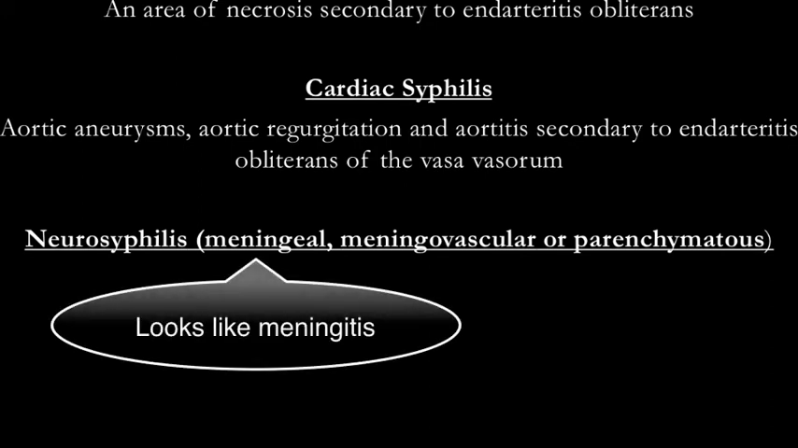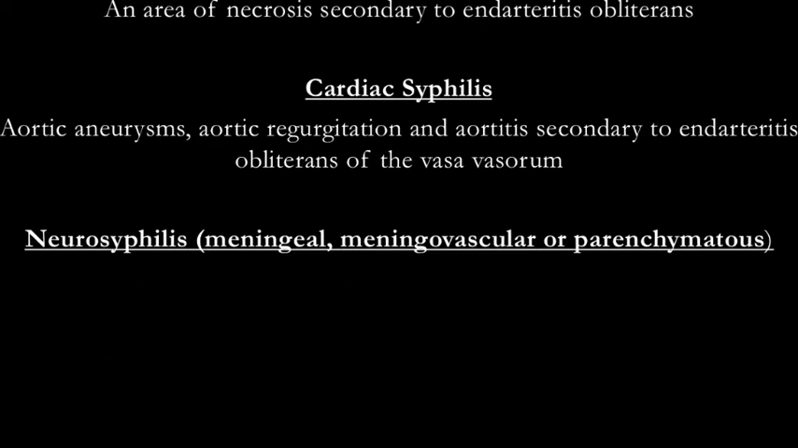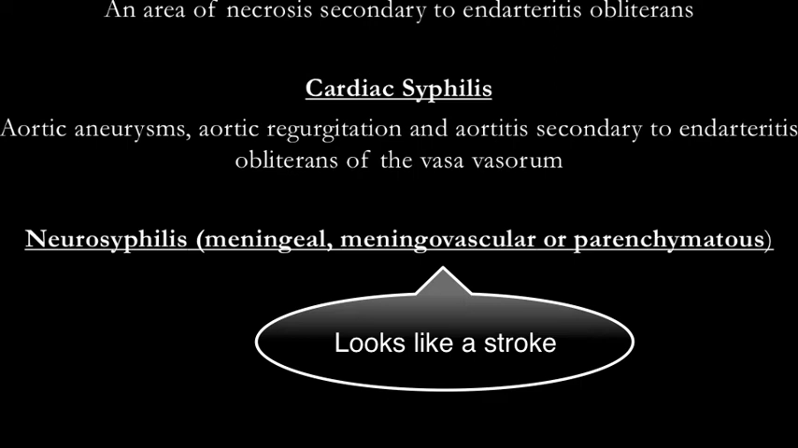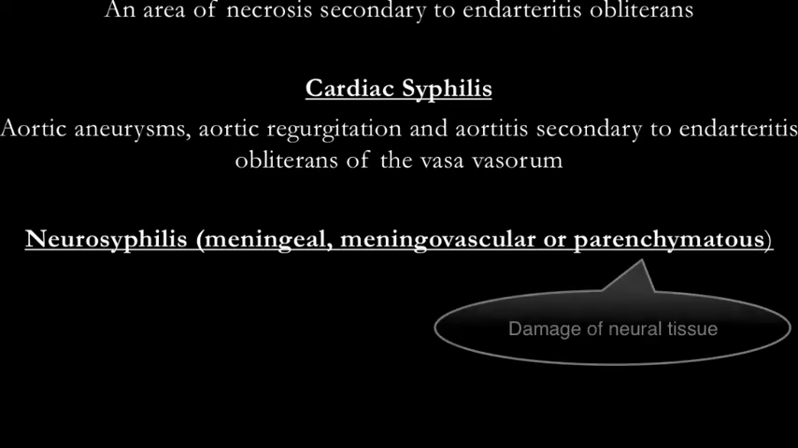There's irritation of the meninges, which results in headaches, nausea, vomiting, and neck stiffness. It may be concurrent with or directly following secondary syphilis. Meningovascular syphilis most often presents as an ischemic stroke, usually involving the MCA territory. Parenchymatous syphilis is damage of actual neurotissue.